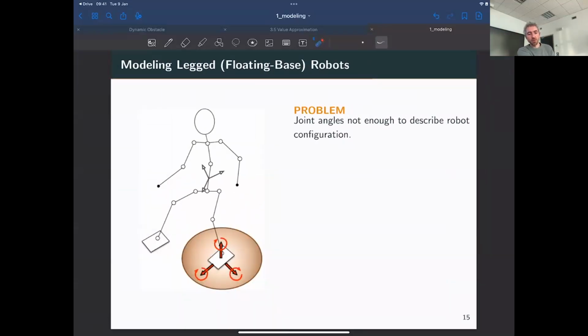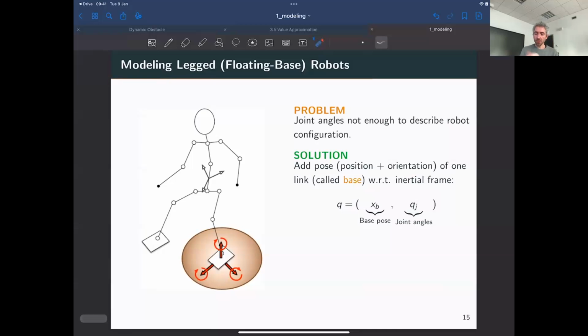So the main issue with legged robots is that they are not attached to the ground. They can move around. So just knowing the relative angle of each joint is not enough to know where the robot is in space, because the robot can maintain a fixed configuration like this one that you can see in the slide. But if you move the robot around, the robot has changed configuration. But this is not reflected by looking at the joint angles. So we need to augment the state of the system to contain some extra information that allows us to know where the robot is located in the environment.